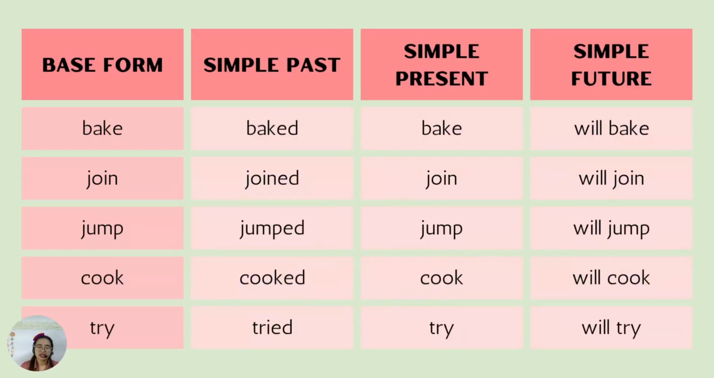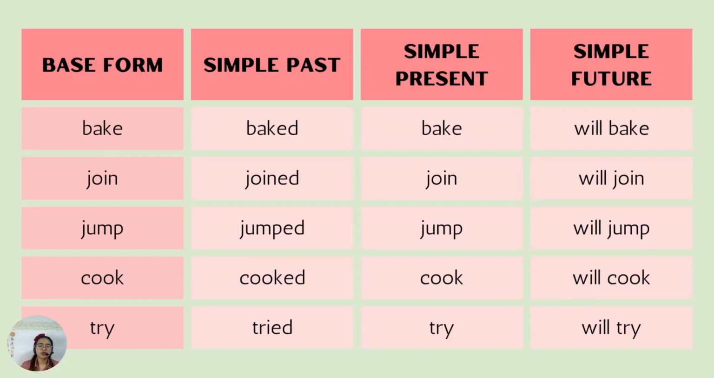Let's use this diagram to differentiate the three simple tenses of verbs: simple past, simple present, and simple future. For the base form, for example, bake, if it's in simple past, we just add D. These are the regular verbs. Regular verbs just add D at the end of the word. Irregular verbs are those where the spelling changes; I will give examples later on. So first, bake: simple past, baked; simple present, bake, which is just the base form; and simple future, will bake. Join, joined, join, and will join.